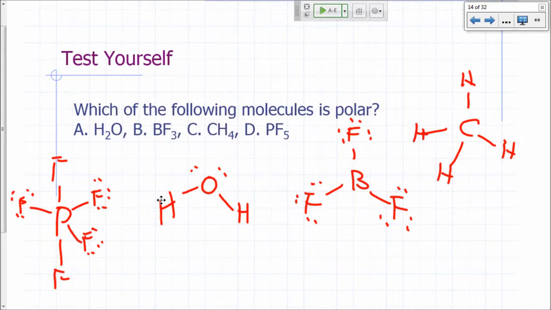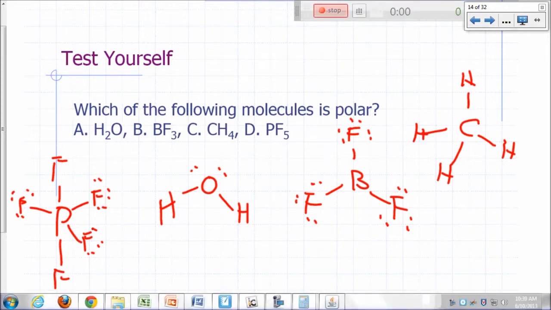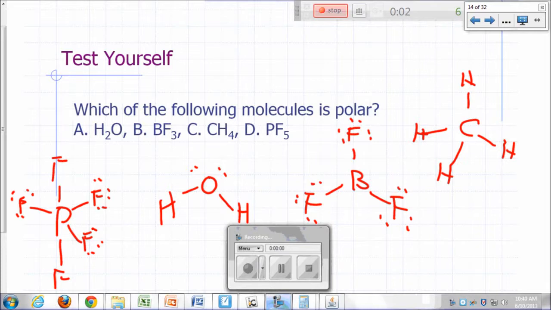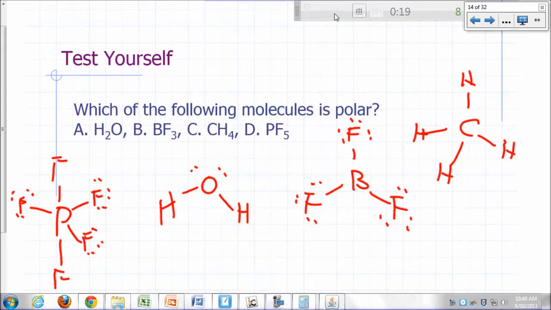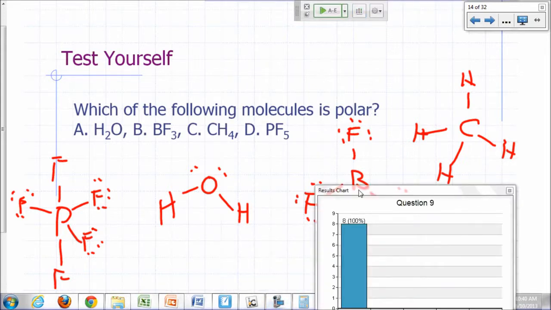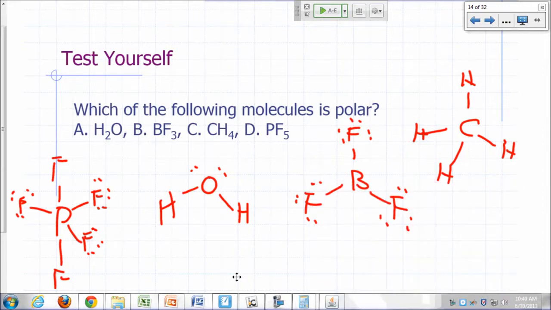So which one is polar? A, B, C, or D? It's actually an easy one, because you didn't even have to know the others, right? You already know one of these is polar, which is what? Water. Very good.